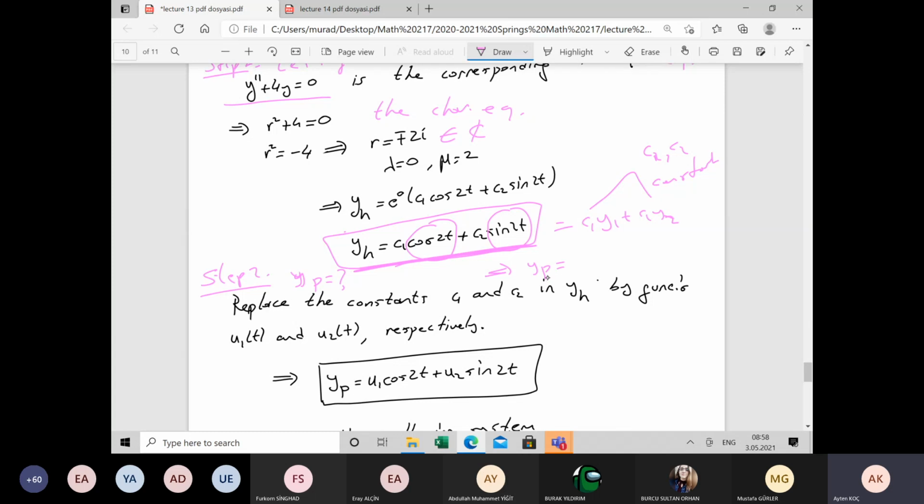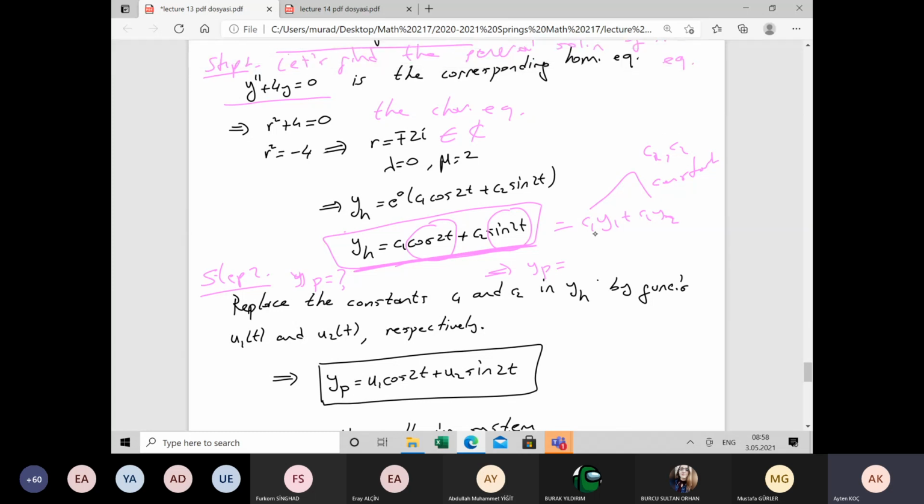How to write the particular solution? C1 should be replaced by U1, so y sub p is U1 y sub 1 plus U2 y sub 2. Substitute C1 with U1 and C2 with U2, and we obtain the particular solution. We claim that this one is a particular solution. So the next step, find U1 and U2.